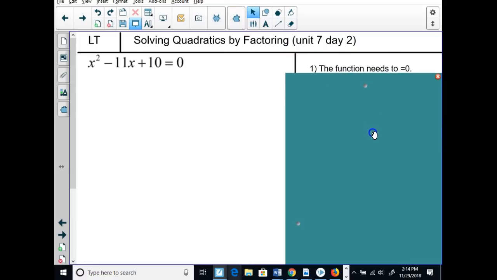The first step today that you need to know is you need to make sure that the function is set equal to 0. Right away, we're okay. This function is set equal to 0. Now we're set to solve. So for all solving quadratics by factoring, you need to make sure that the function is set equal to 0. Step 2, we need to factor the function.